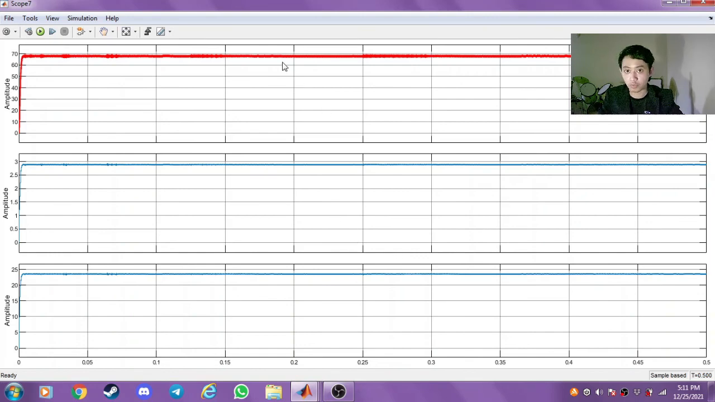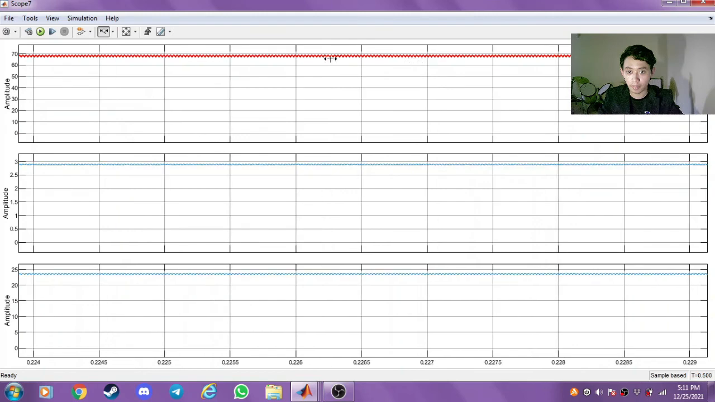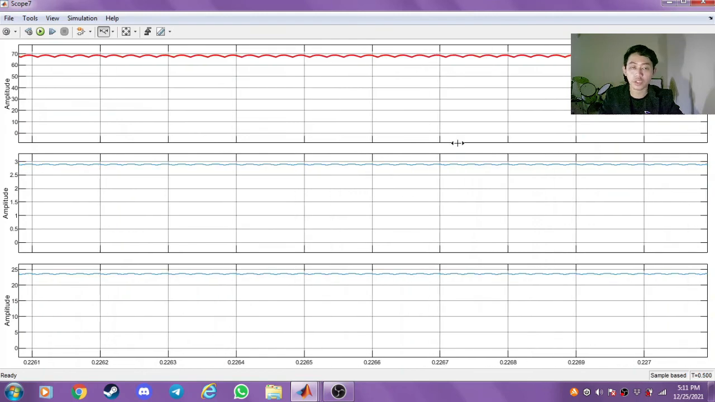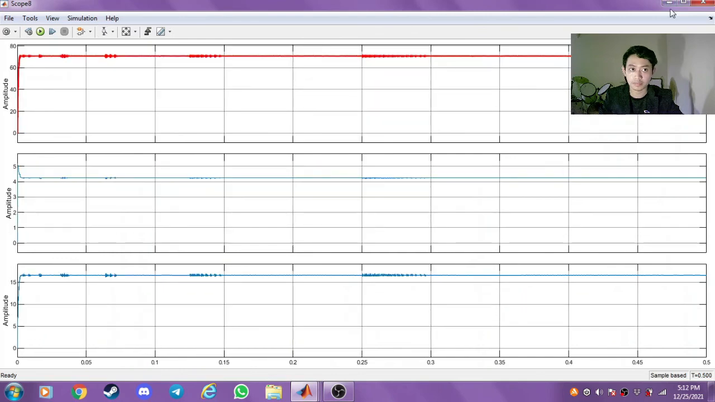If we zoom in, we can see ripple. We know that we can reduce this kind of ripple if we adjust the capacitance value in the circuit. In this simulation, our capacitance value is 88.09 microfarad. So that's all from me.